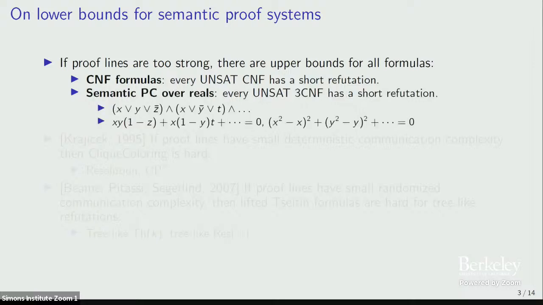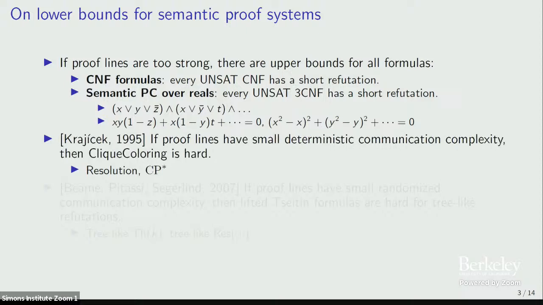The second example: semantic polynomial calculus is also too strong a system. Consider, for example, over the reals, a CNF formula. We can refute it as follows. We can just consider the sum of all polynomials representing clauses and the sum of squares of Boolean axioms, and these two polynomials together give us a contradiction.